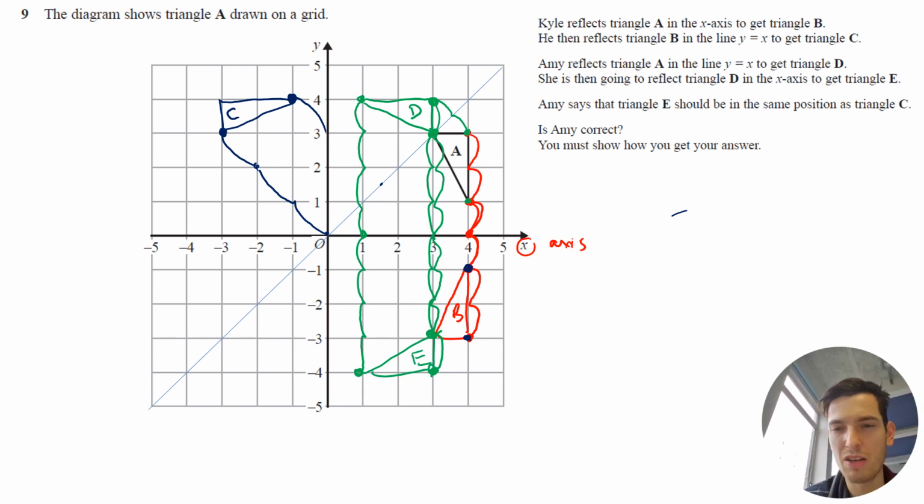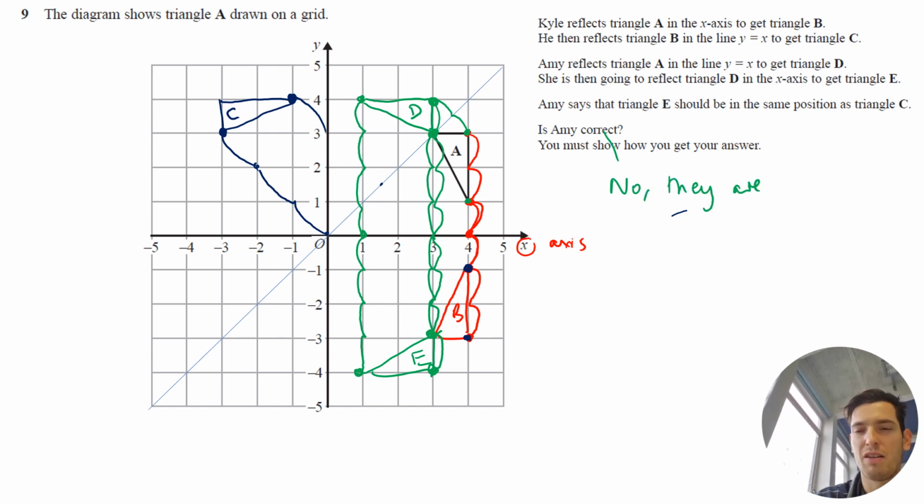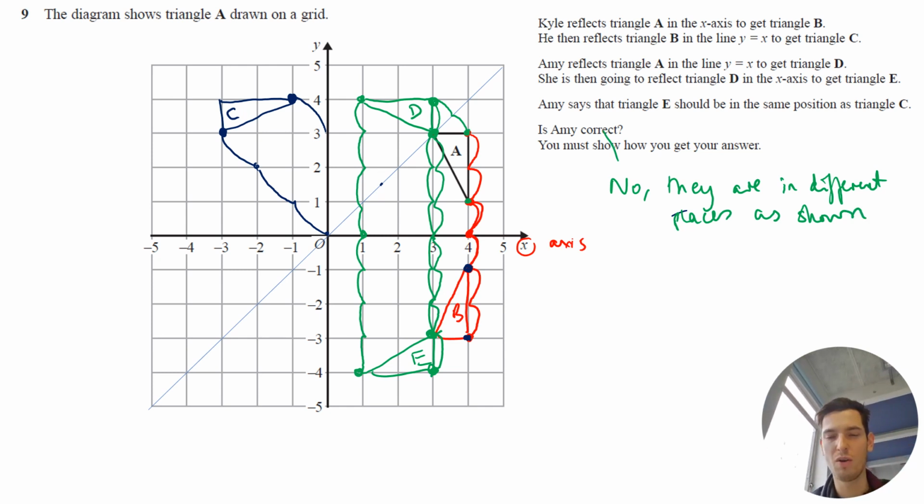Amy says that triangle E should be in the same position as triangle C. Well, look at C, look at E. I'm just going to say no, they are in different places, as shown. I don't need to say anything more than that because I've shown where they've ended up. So that is enough to say. That was a bit annoying, a bit fiddly, but actually, if you're confident with your reflections, you should pick up all the marks there. Let's keep going.